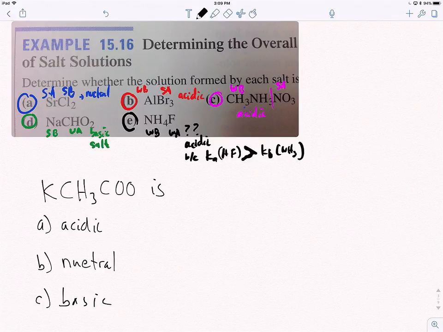How many people think this is acidic? How many think it's neutral? How many think it's alkaline? No one knows. Great. Okay.